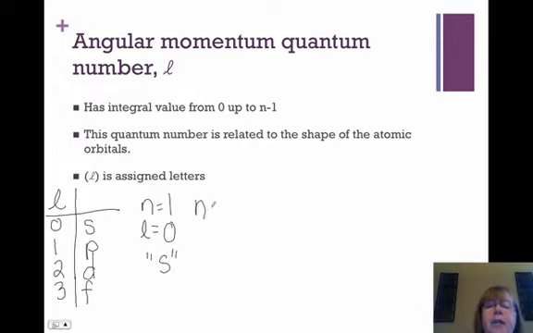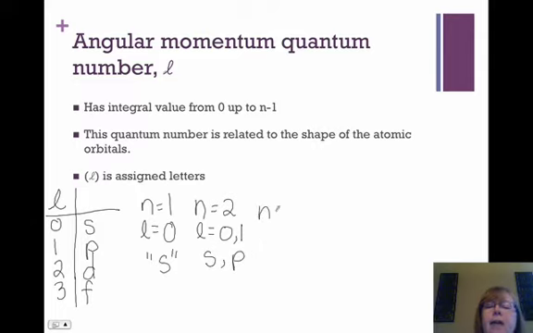Let's move up in energy to energy level 2. What are my possible values for L? Well, L can have a value of 0, and you just keep going up by ones until you hit that upper limit of n minus 1. So that would be 1. So we are now in our second energy level, and we have two possible sublevels. We have s, and we have a p sublevel.